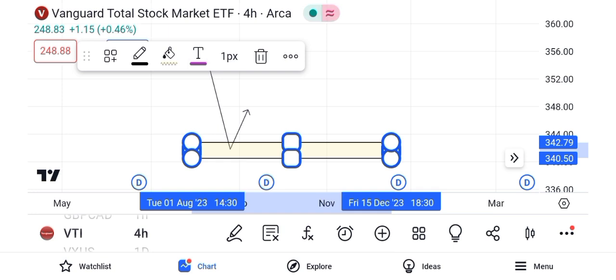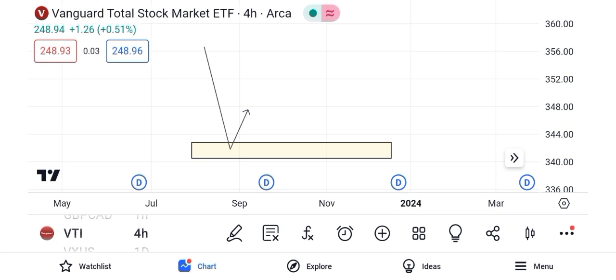So now just keep in mind that a support area, or a support zone, is where buying interest is. That's where buyers are looking to buy an asset. It's very simple. So you see sometimes price dropping further, and when price gets to this support area, you see price moving upward again. So that's where buyers are interested.